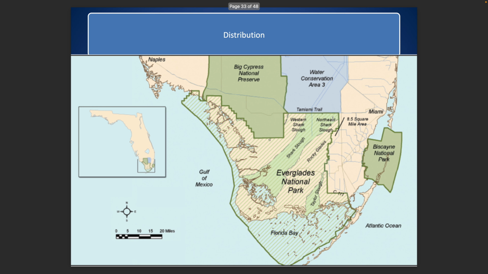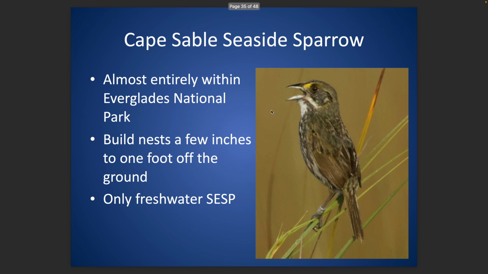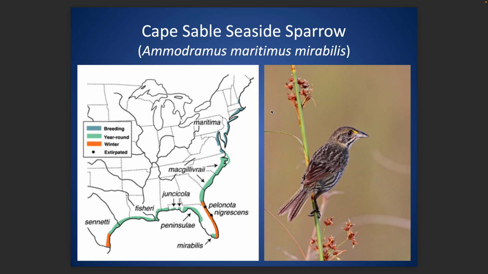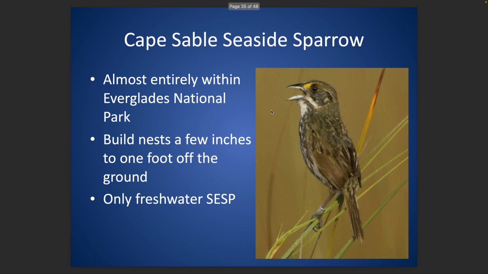Okay, next example will be distribution. So historically, the water was pretty evenly spread out, but now they do lots of water in one area, less water in another area. And that distribution really affects the Cape Sable subspecies of seaside sparrow. You can just write SESP for seaside sparrow if you want. It's that common four-letter use.